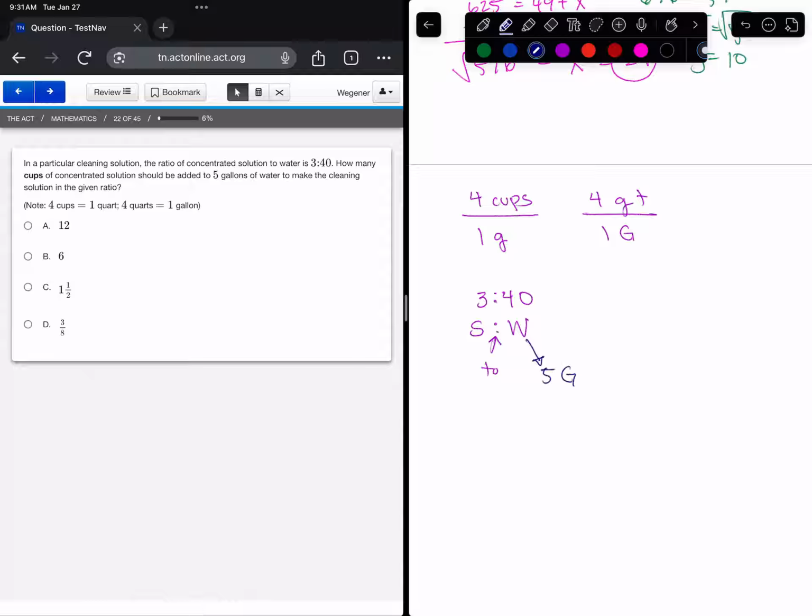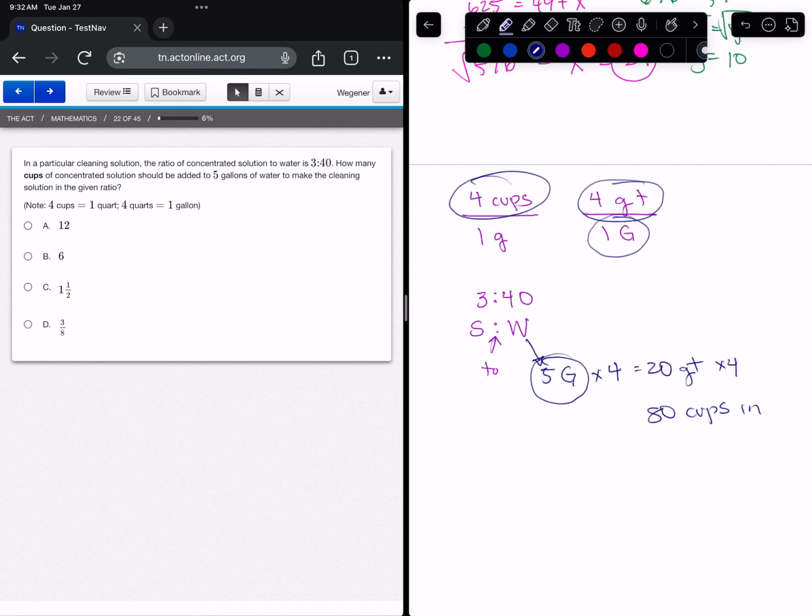So if it's 5 gallons, then we basically have to ask ourselves, how many cups is this going to be? So to get the cups, well, 1 gallon is 4 quarts. So let's multiply that by 4. That gives us 20. There's 20 quarts in 5 gallons, okay? How do I convert that to cups? Well, in each quart, there's 4 cups. So again, multiply that by 4. So we get 80 cups in 5 gallons. Okay, the 80 is the important part.